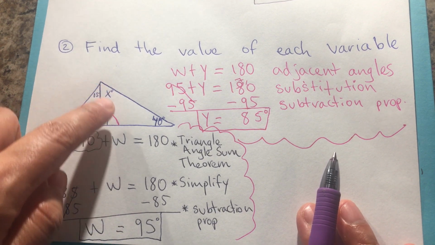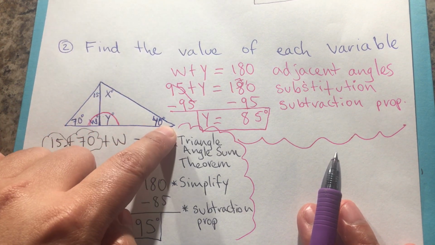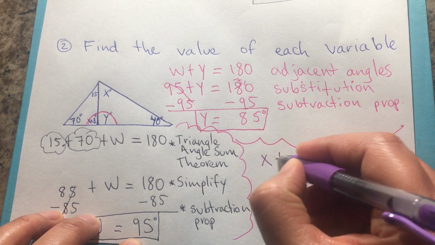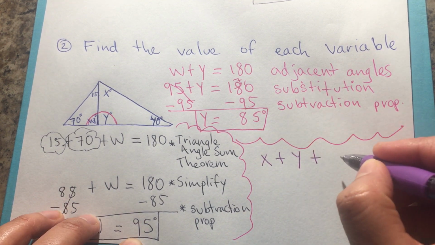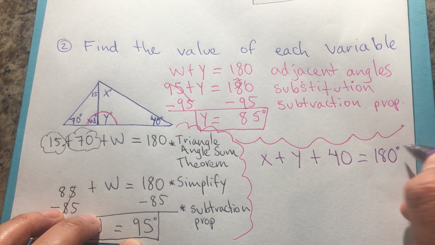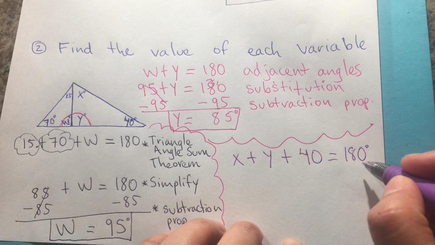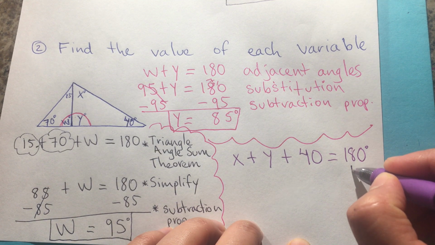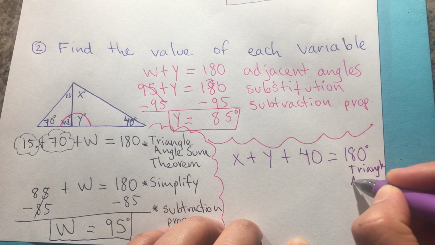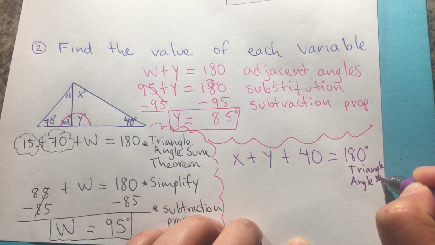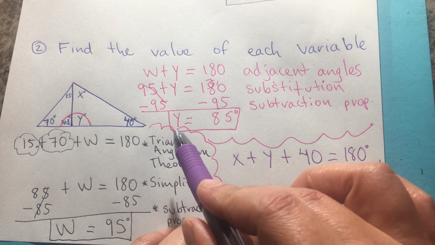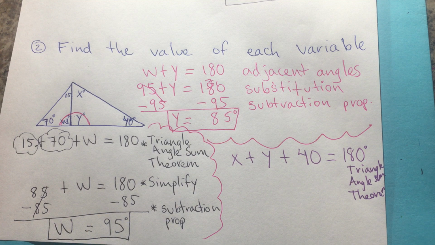Now we can say that this triangle is going to be 180 degrees. So x plus y plus 40 is equal to 180 degrees. And I don't have the spacing here, but again, it's because of the triangle angle sum theorem. The same one that this step right here, okay?